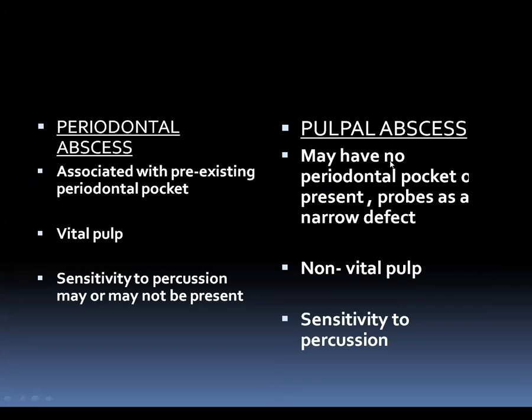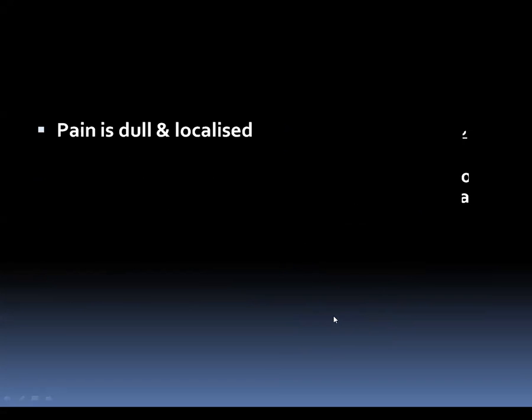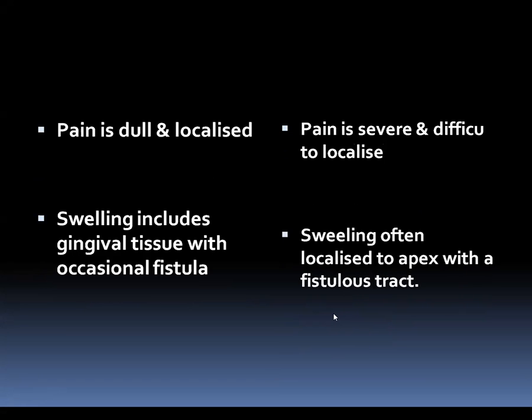While in the pulpal abscess, there may be no periodontal pocket, or only a narrow defect. Then there is involvement of a tooth with a deep restoration or caries. Sensitivity to palpation is present. Pain is severe and difficult to localize, and the swelling is often localized to the apex with a fistulous tract.